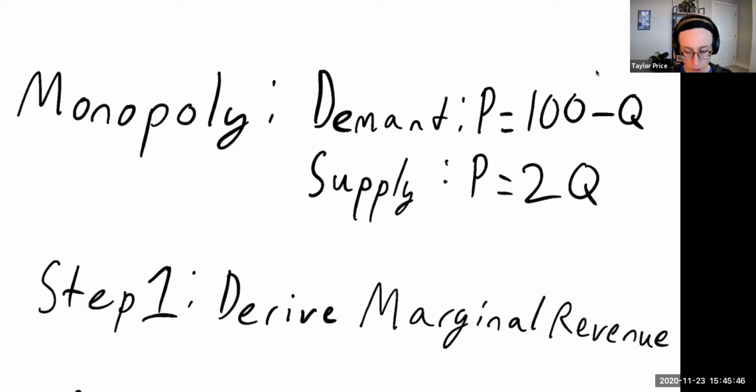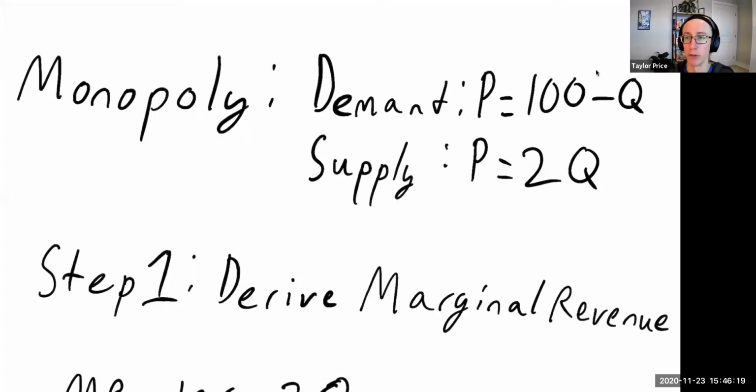Okay, so today we are going to look at how to find the quantity and price for a monopoly. So the first thing you're going to be given when you are trying to determine the price and quantity for a monopoly is the demand equation and the supply equation. Both of these are similar to what we've used in the past and are similar to prior algebraic equations we've used. So the first step is going to be deriving marginal revenue.